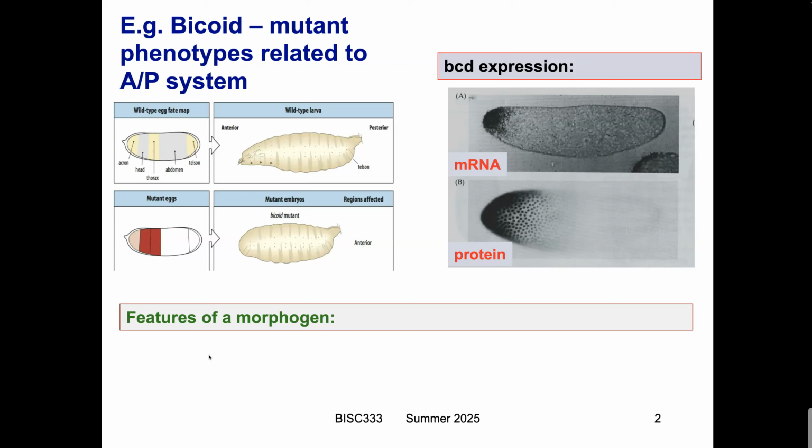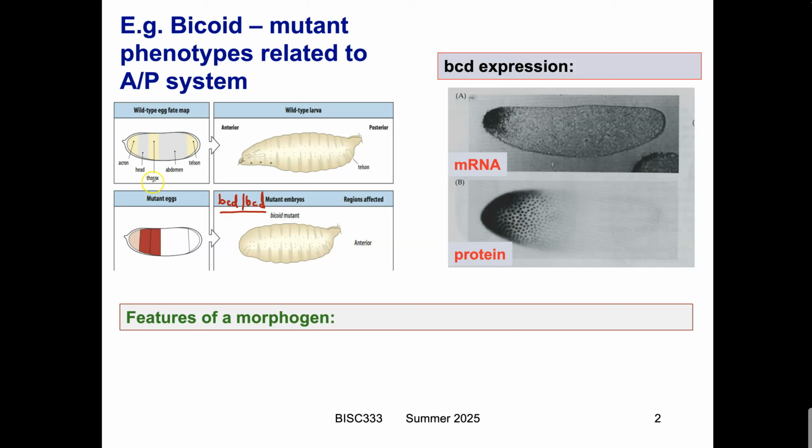Bicoid is one of the first maternal effect genes that was identified. Bicoid means two tails, and it's a maternal gene, so the mutant embryos come from mothers who have the mutant phenotype, so they are bicoid mutant mothers. This is sloppy and it can be confusing, but it's not the genotype of the embryo but of the mother, and that's something to keep in mind.